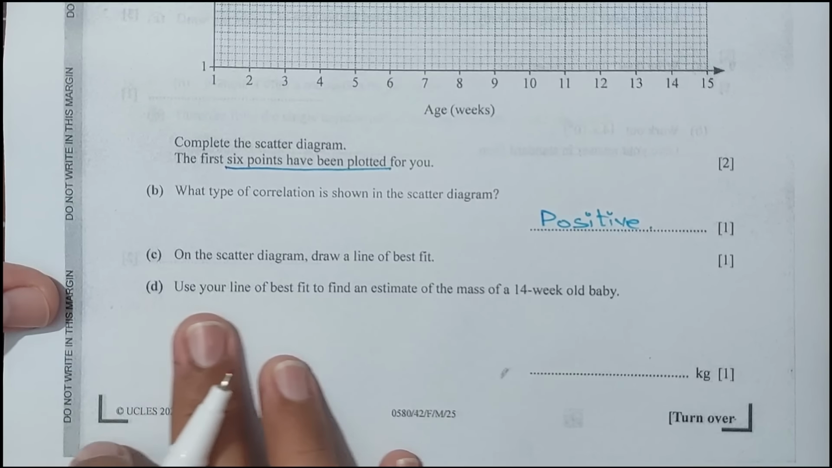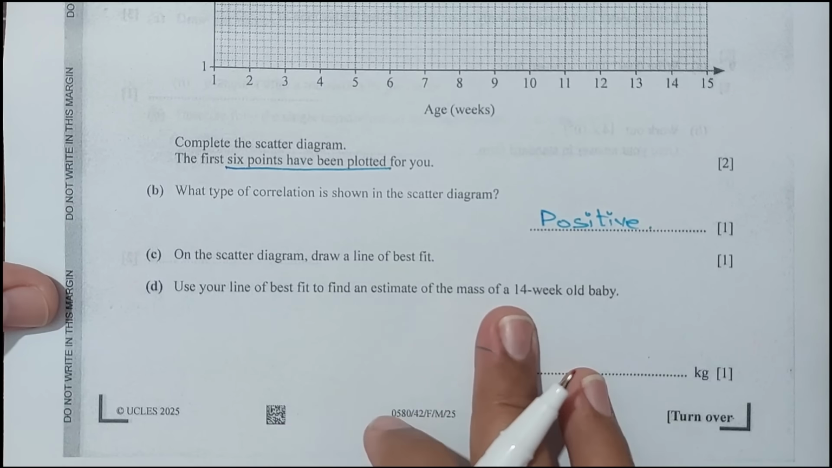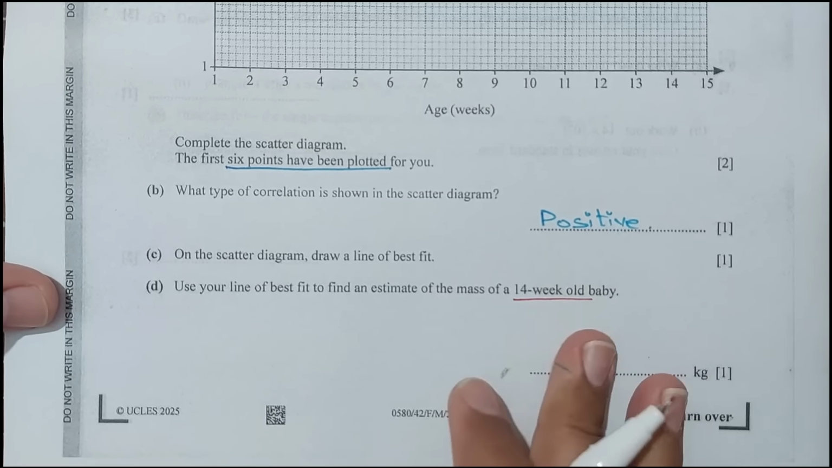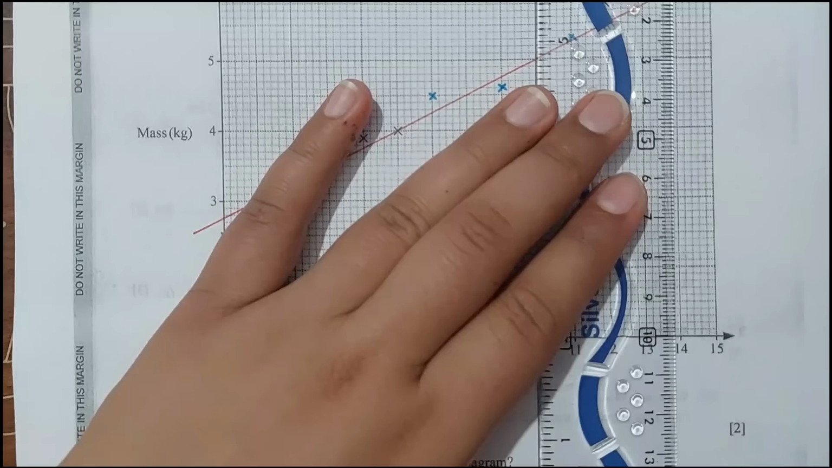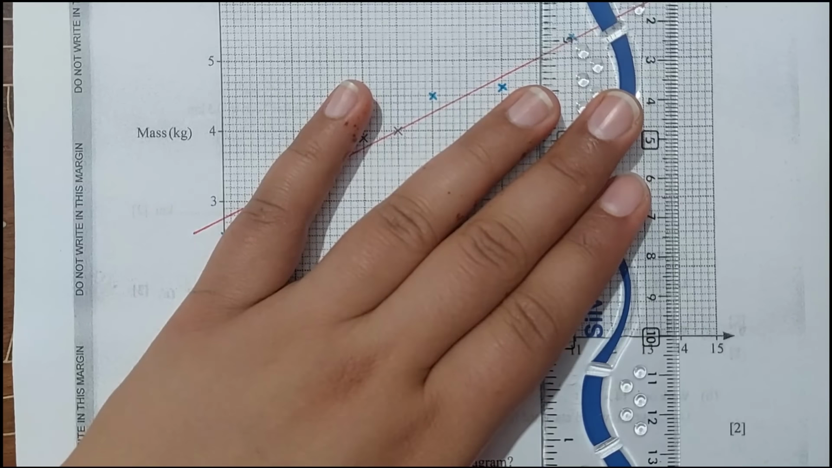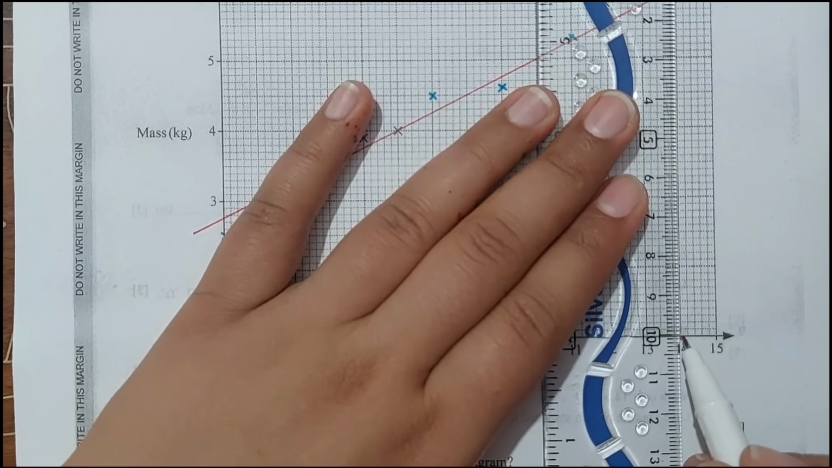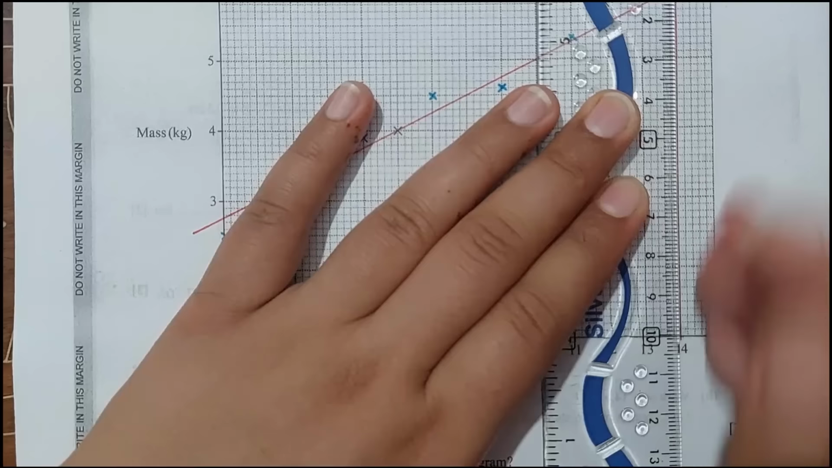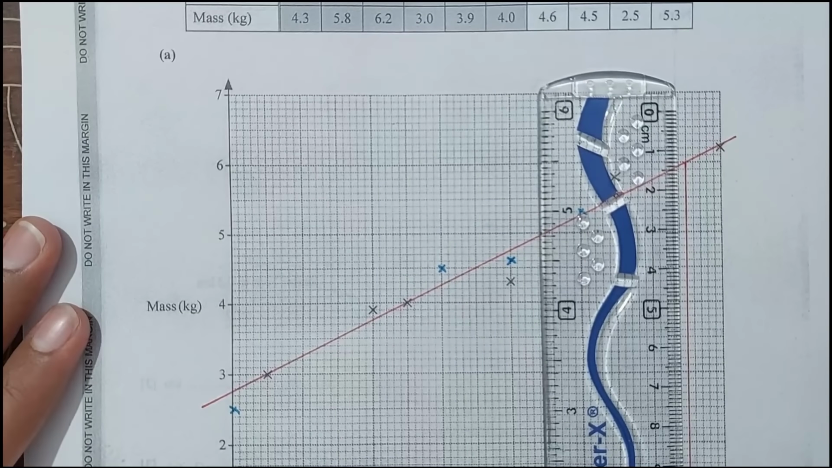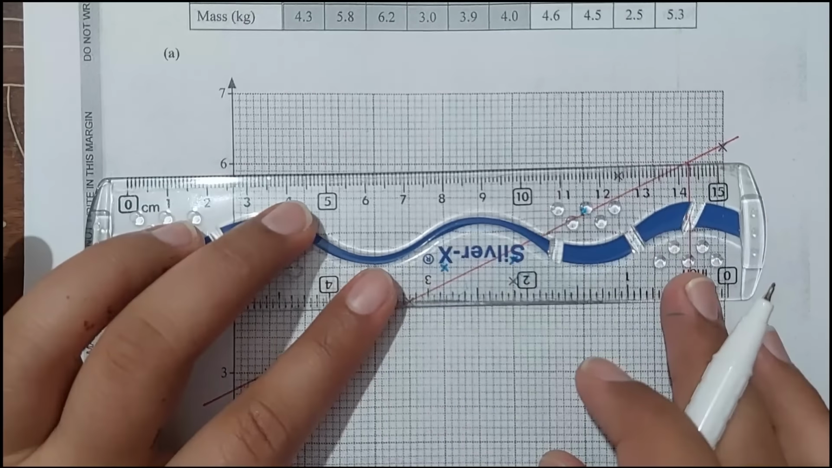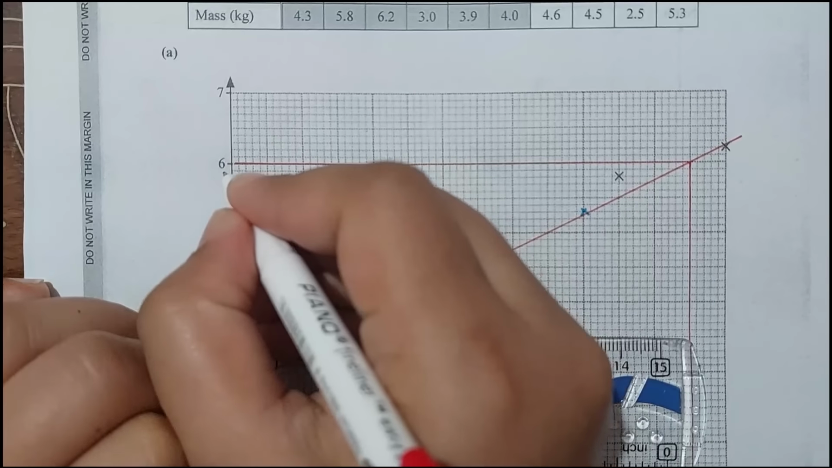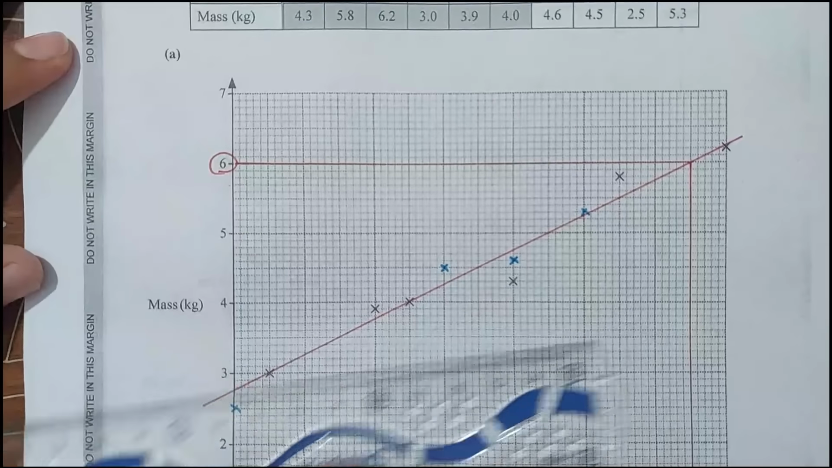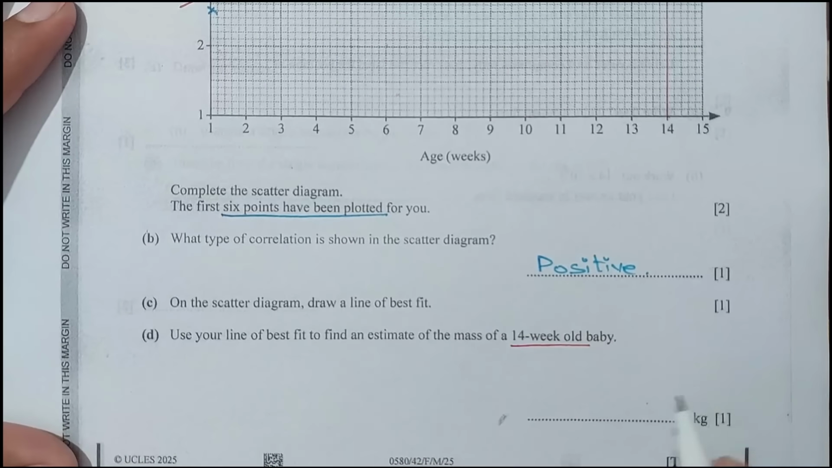Now, for D, use a line of best fit to estimate the mass of a 14 weeks old baby. 14 weeks old. Where is 14? The mass might be different in your case. It depends on the line of best fit, right? So this mass is 6. According to my line of best fit, the mass of a 14 weeks old baby is 6 kilograms.